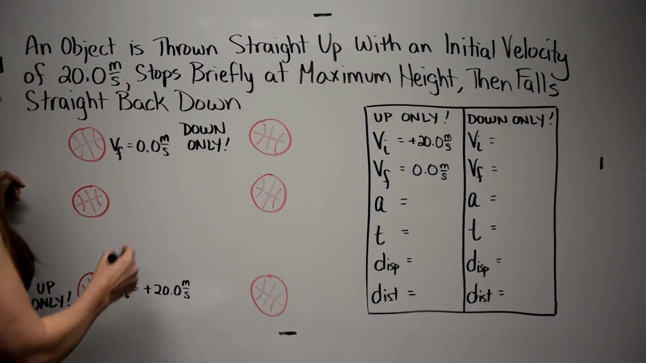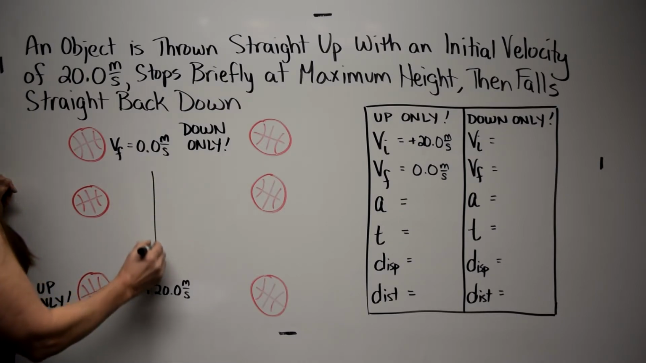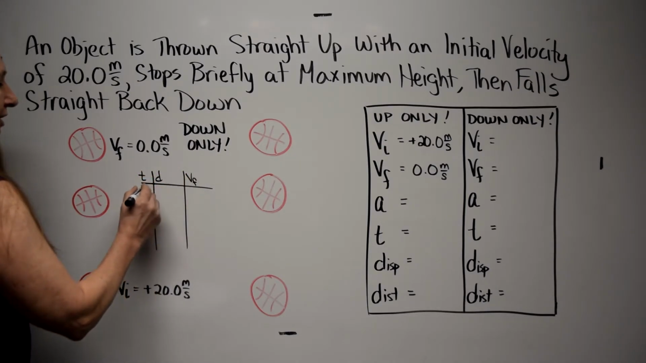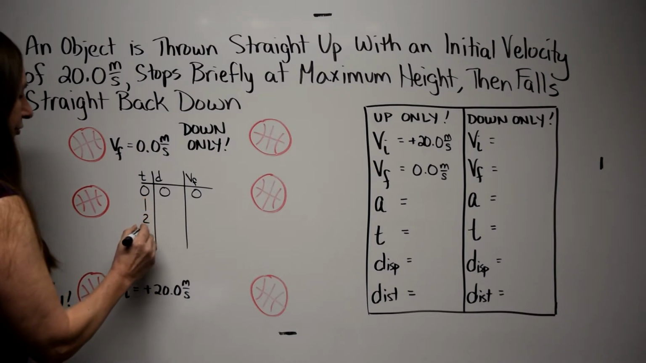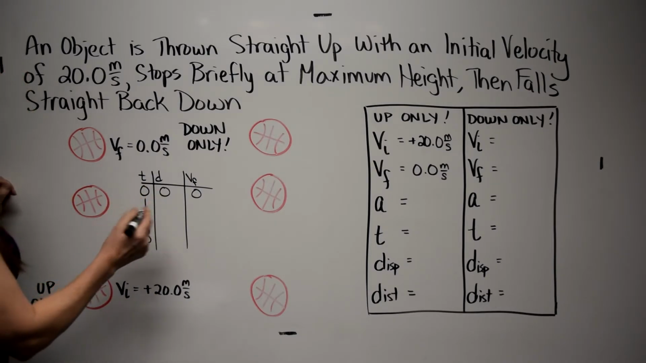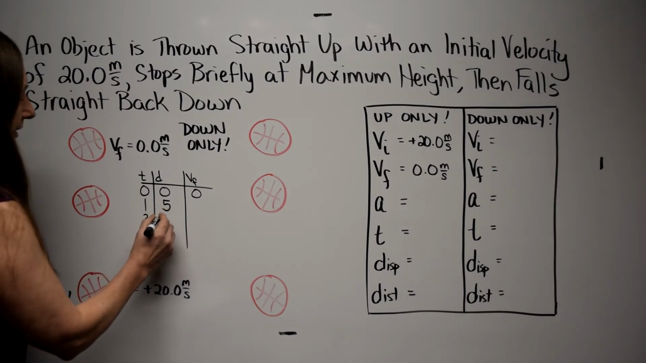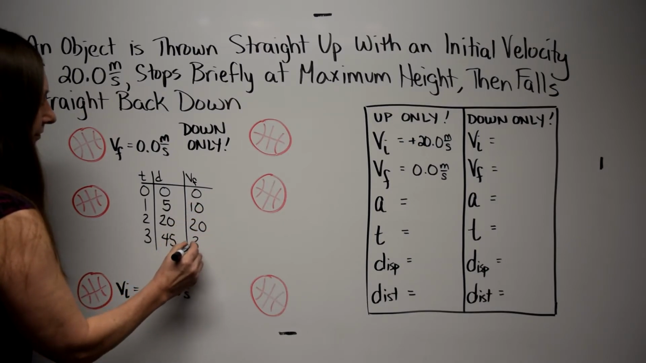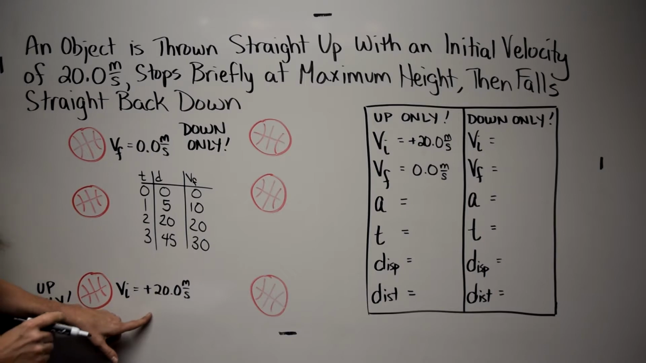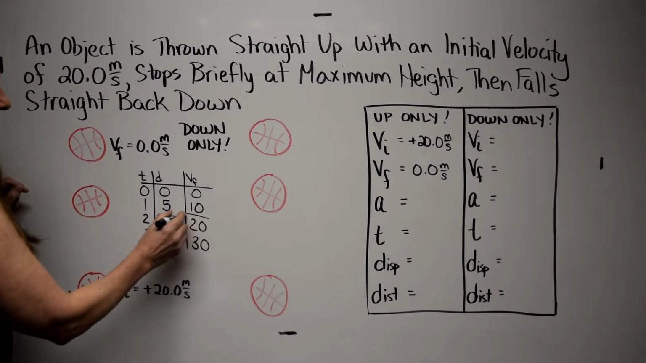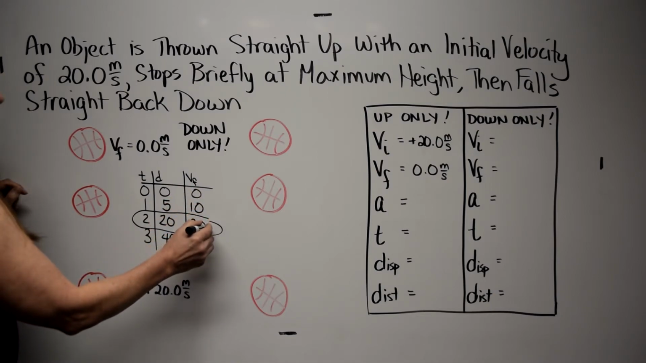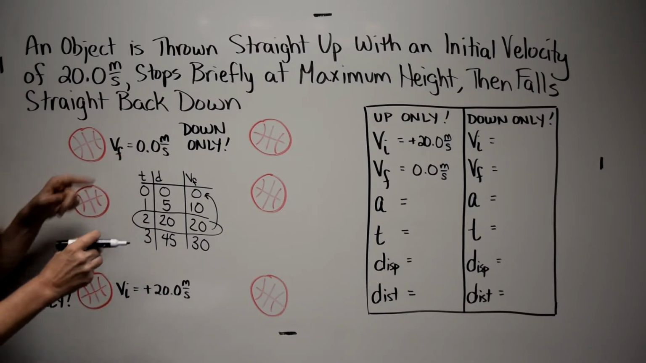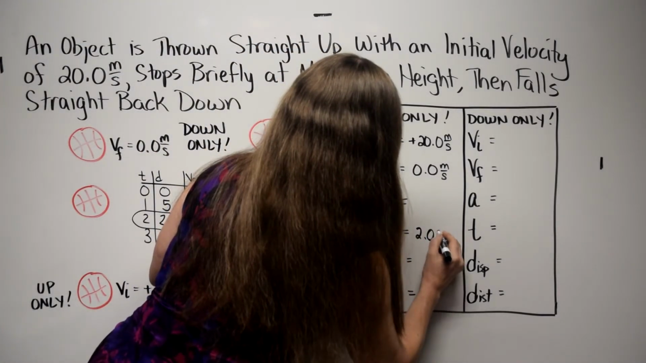Now, if we take a look at the magic chart: time, distance, V final, 0, 0, 0. 1, 2, 3 will do it. Actually 2 will be enough. We got 5, 20, 45. That's 10, that's 20, that's 30. If we start at a velocity of 20 meters per second right here and go to 0 from here to here, that's going to take 2 seconds.